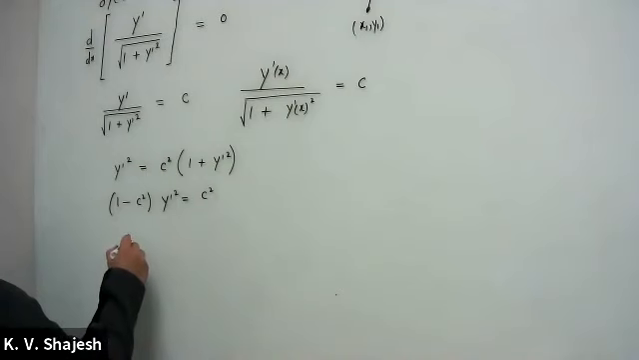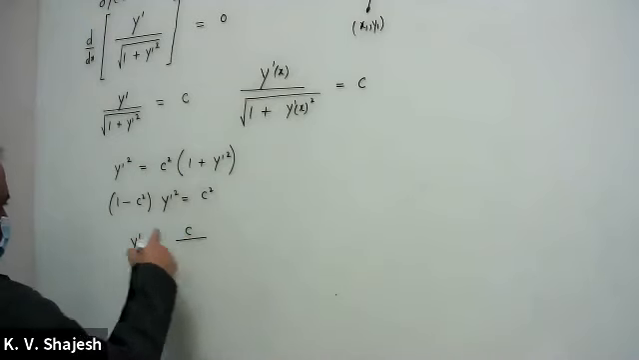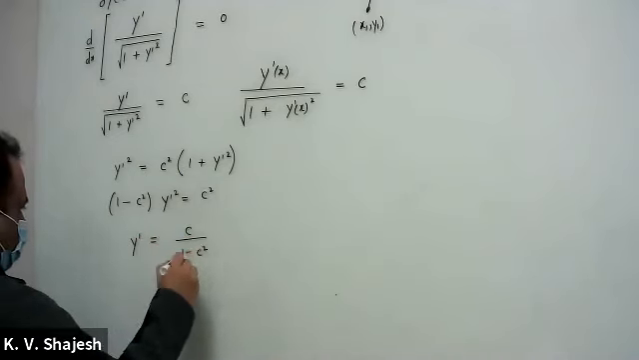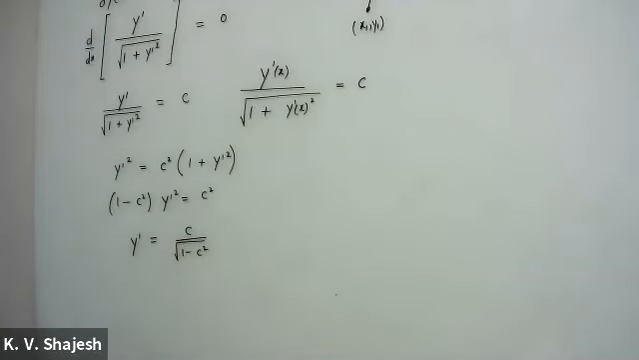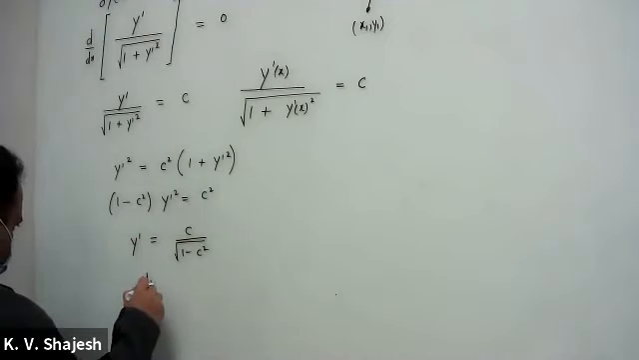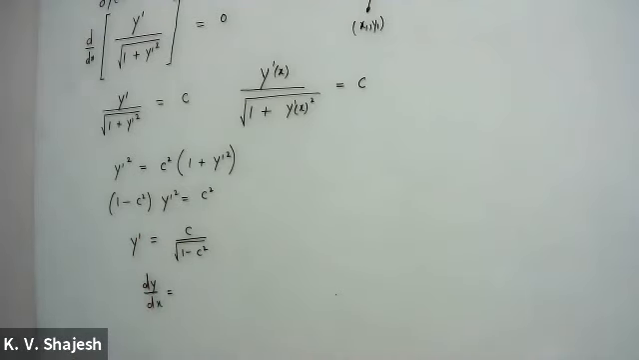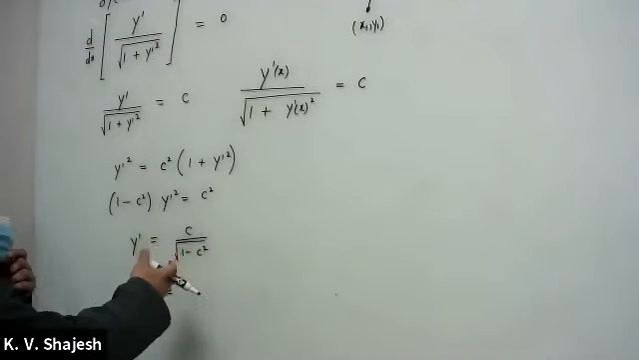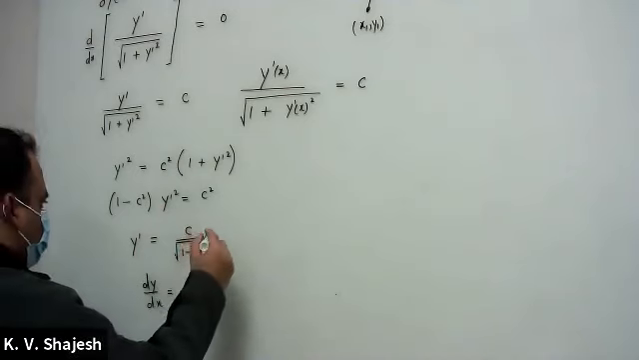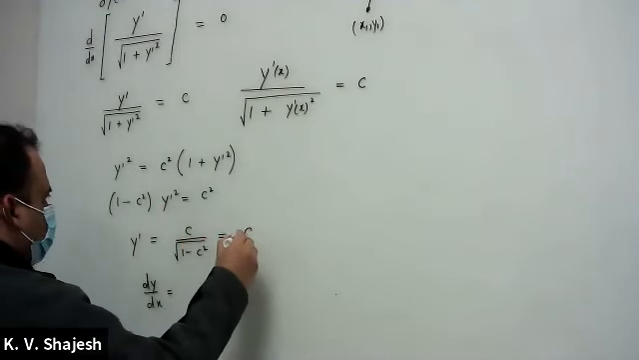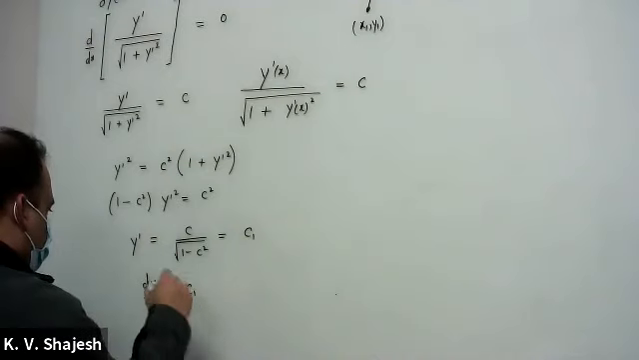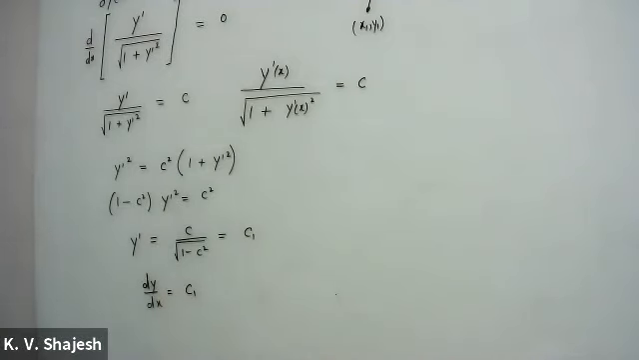That means y prime is equal to c over 1 minus c square, right. So what we have is dy by dx, the derivative of y with respect to x, is a constant because c is a constant, divided by 1 minus c square, which is also a constant. This is a new constant if you want. So this is c bar, or let's say c1. Right. Because c is a constant, that's a new constant.